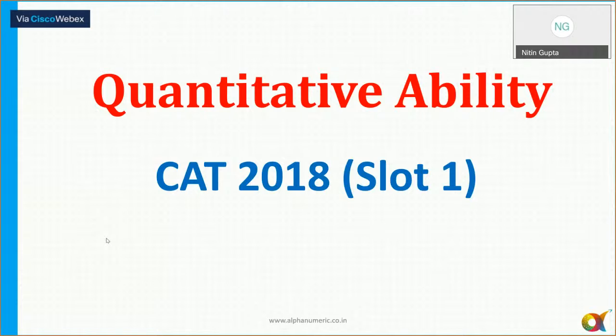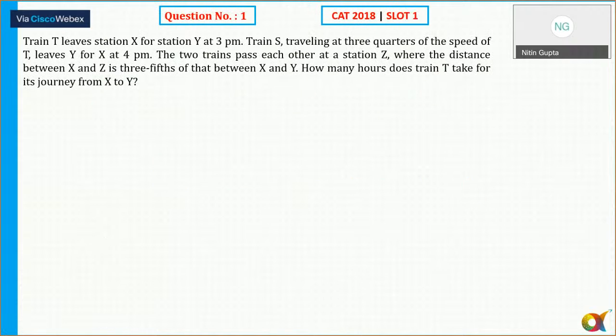If I see question number 1, it's a time speed distance question. I usually avoid attempting questions based on time speed distance, or I'll read it for maybe 1 or 2 seconds, because time speed distance is usually slightly time consuming. For example, here it says train T leaves station X for station Y at 3 p.m.